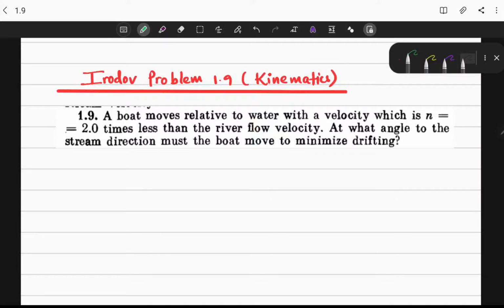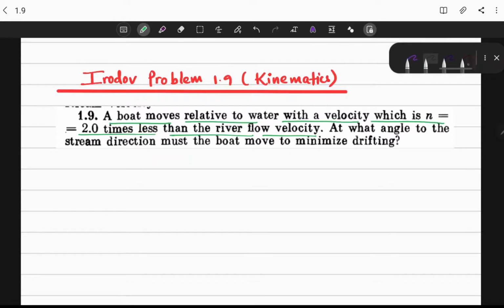Hello everyone. In this video, we are going to solve problem 1.9 from Irodov, which is related to kinematics. So let us first read out the problem and then we'll solve it step by step. A boat is moving relative to water with a velocity which is n equal to 2 times less than the river flow velocity.